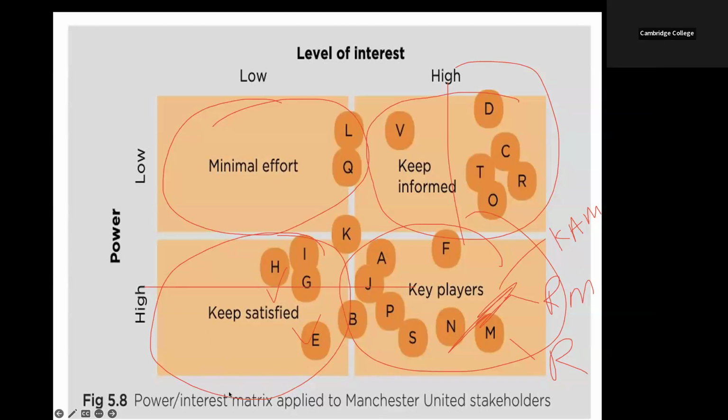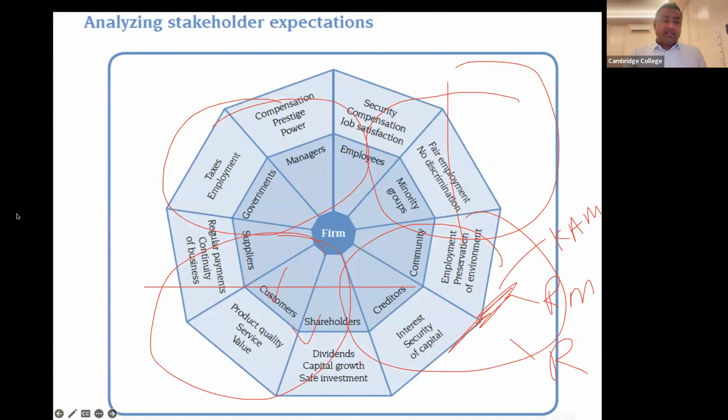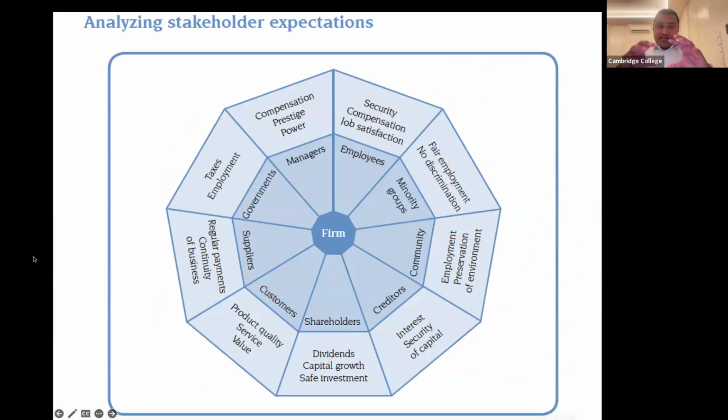So the power and interest matrix is a key theory for you to prioritize key stakeholders. But the stakeholder expectation analysis is where you understand each stakeholder's expectations. And the map we did is to identify who are the internal, connected, and external stakeholders.